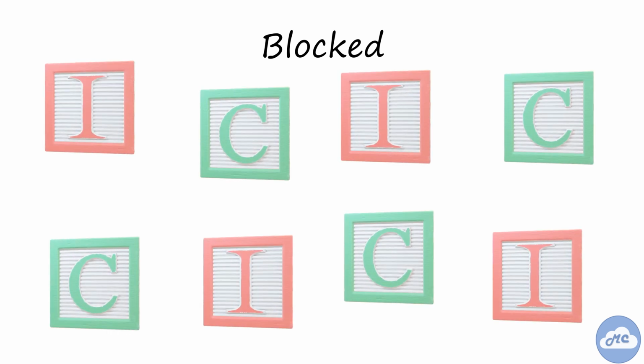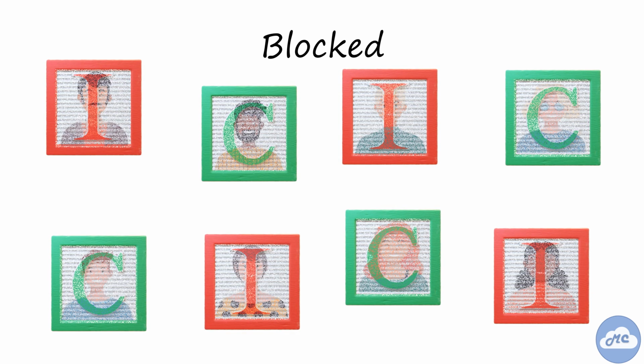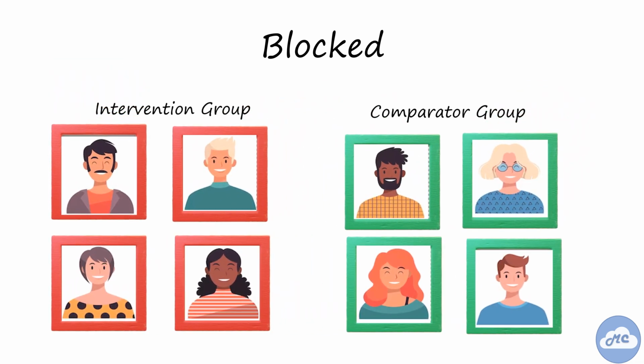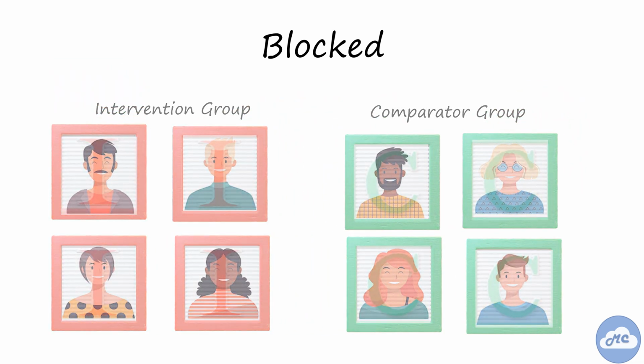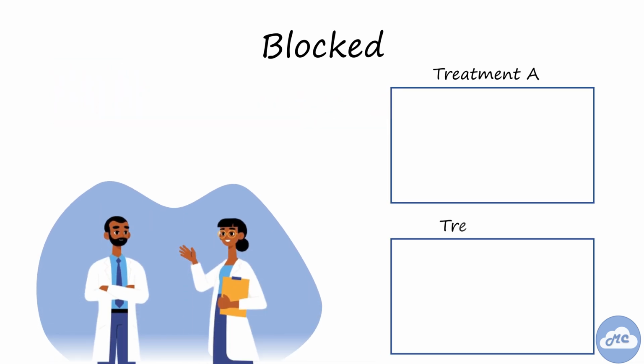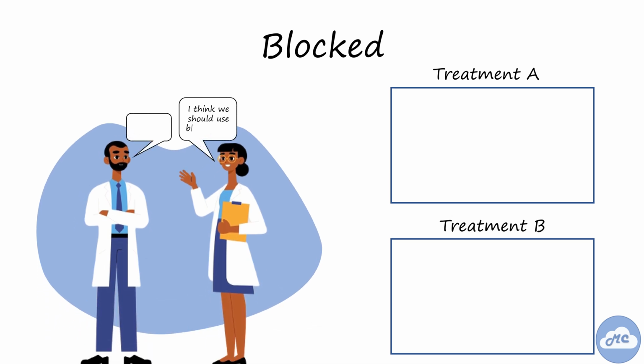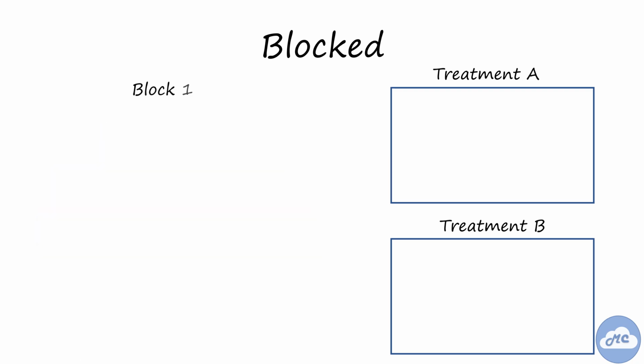In blocked randomization, participants are randomized within blocks to make sure equal numbers of participants are assigned to each group. For example, let's say there is a study comparing treatment A to treatment B, and the investigators are planning to randomize the participants in groups of 6. For block 1, the sequence is A, B, A, B, B.